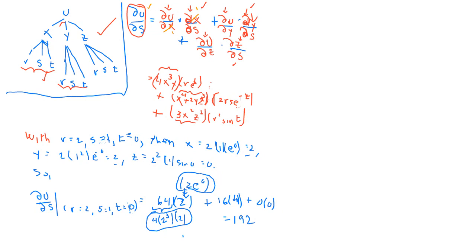That's the answer. That's your rate. And that is how u varies with respect to x. That is the rate exactly when r equals 2, s equals 1, and t equals 0. We're evaluating the partial derivative of u with respect to x when r equals 2, s equals 1, and t equals 0. That's going to equal 192.